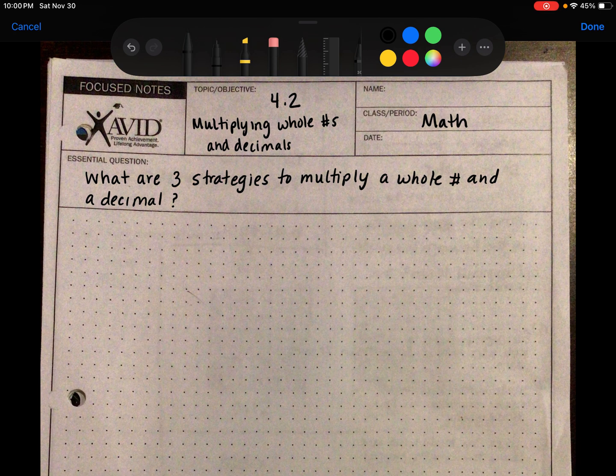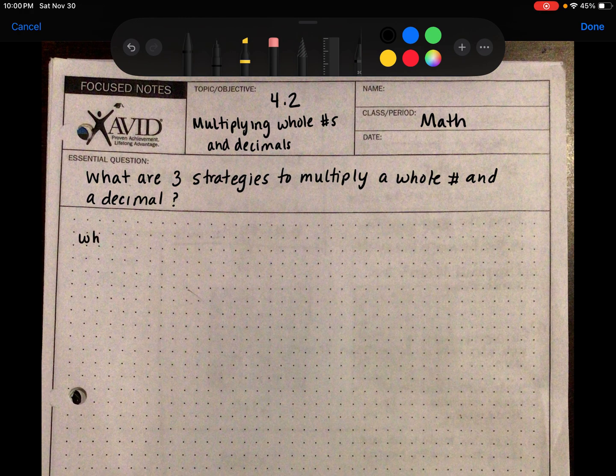Now that you have your notes set up, the question we're going to be answering today is, what are 3 strategies to multiply a whole number and a decimal? So for the left side of our notes, we're going to just write that first level 1 question. What 3 strategies can I use to multiply?